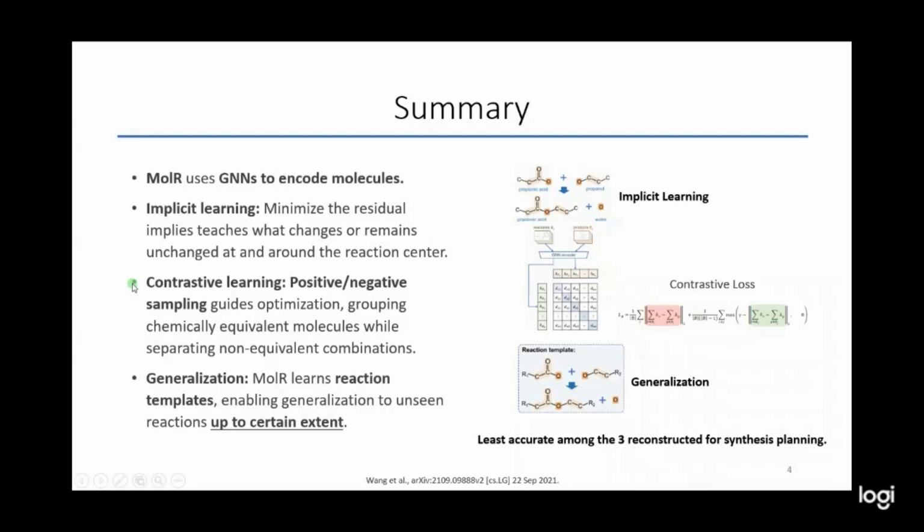The model applies positive and negative sampling to guide optimization. This helps organize the embedding space by grouping chemically equivalent molecules together while separating non-equivalent combinations. Since regions of the molecule far from the reaction center do not affect the transformation, knowledge from one reaction can generalize to a broader class of similar reactions.